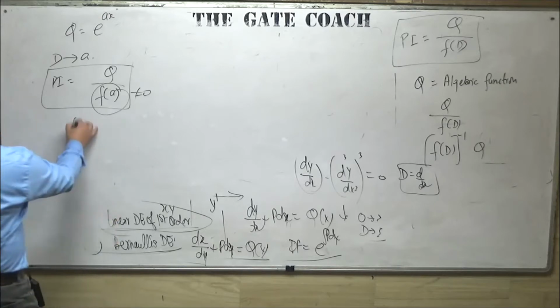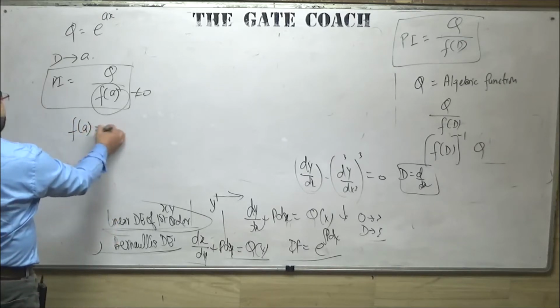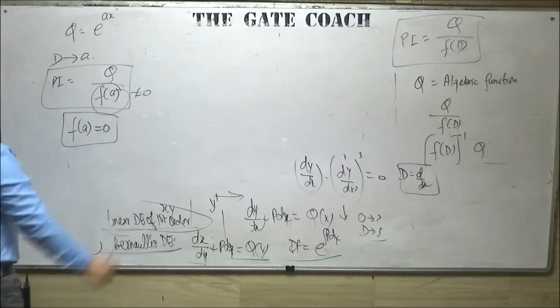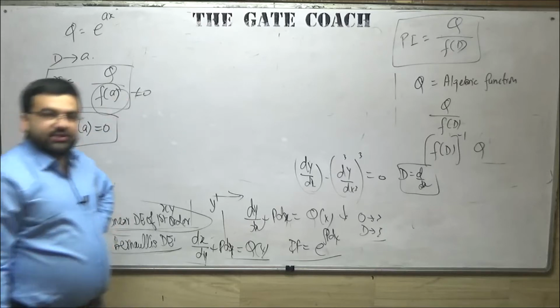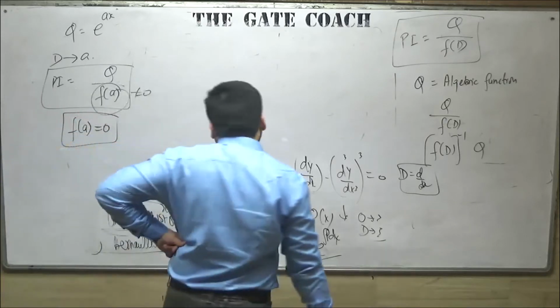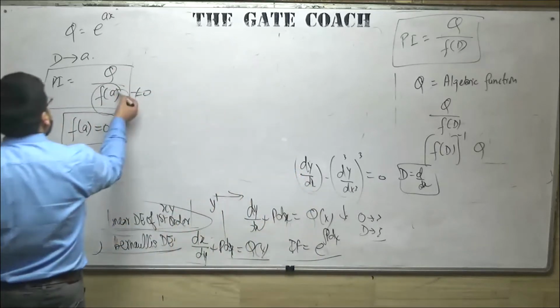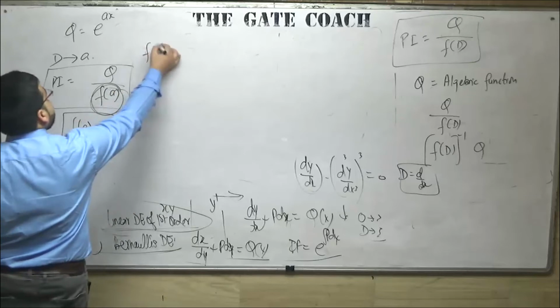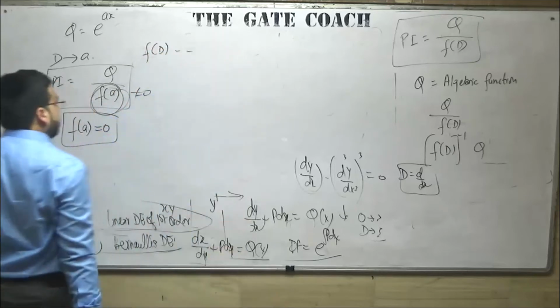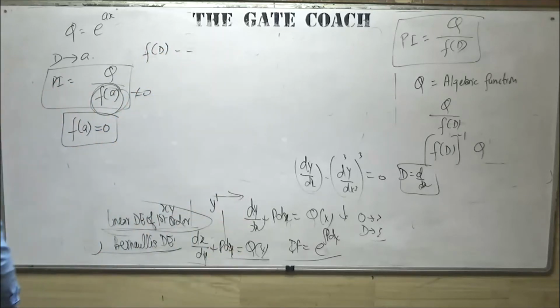If this f of a becomes equal to 0, for that we have various methods. Clear? Either you convert it in some other form, you can break this denominator, right? You can break this f of D into some other factors, right? Then you put the value of this.